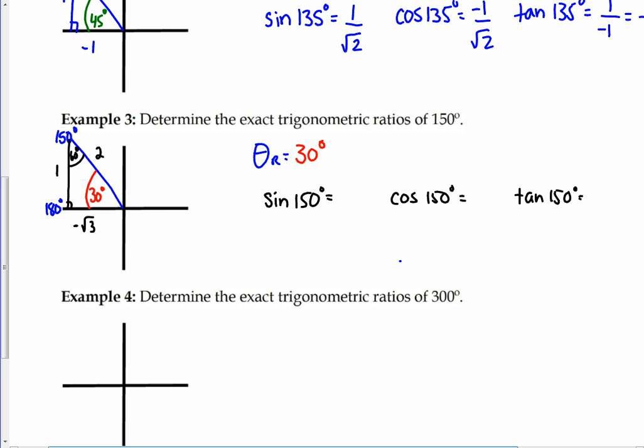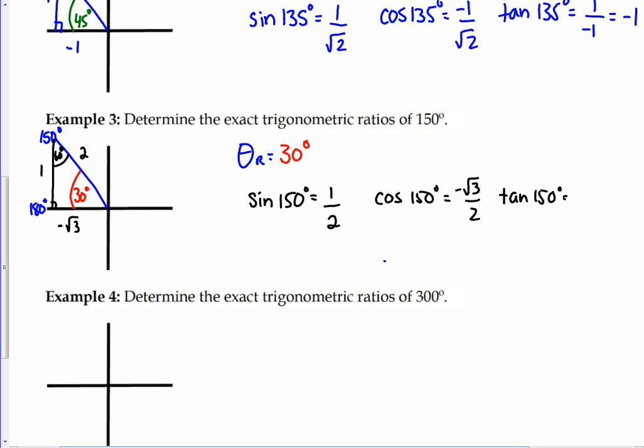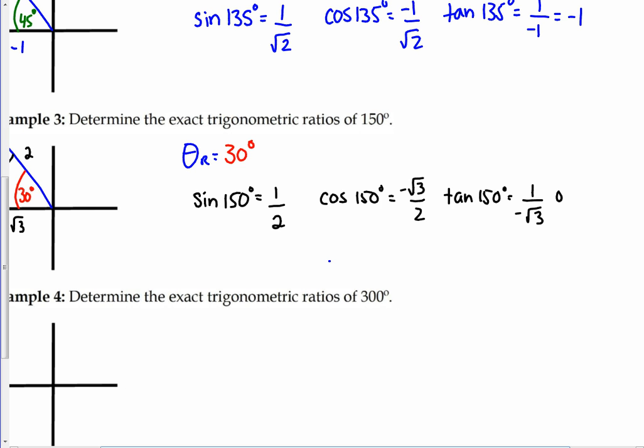Sine of 150. So sine is what over what? Opposite over hypotenuse. So that would be 1 over 2. Cos of 150, adjacent over hypotenuse: negative root 3 over 2. And now tan, opposite over adjacent: 1 over negative root 3. If you want to rationalize that, you can. It'd be negative root 3 over 3. Normally, we put the negative on the numerator, but I will accept this answer. Okay? Could you check your work?